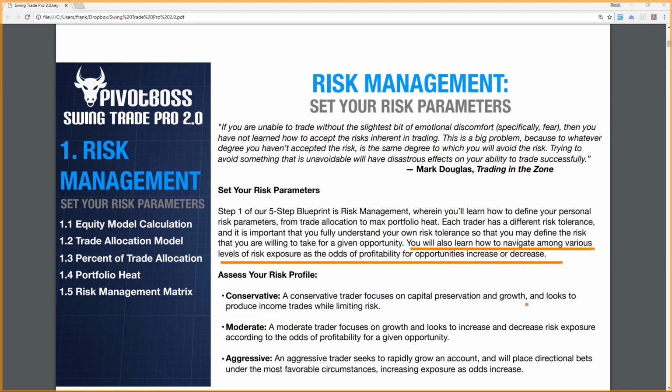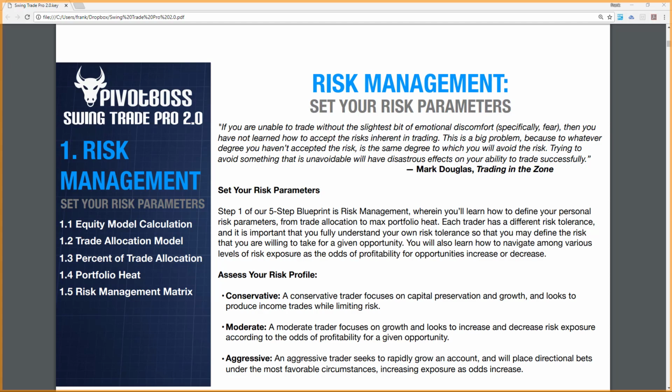You will learn how to navigate among various levels of risk exposure as the odds of profitability for opportunities increase or decrease, which means if you have great odds that something's about to go up, then you can increase your level of risk exposure. If you have poor odds that something's about to go up, then perhaps you may not enter that position, or you may enter it with a bit less risk exposure. So understanding the odds of profitability, great odds, should get a little bit more risk exposure. Poor odds should not get much risk exposure, if any at all. So again, it's up to you to work toward understanding the odds of profitability for given opportunities, and then adjusting your level of risk exposure accordingly.